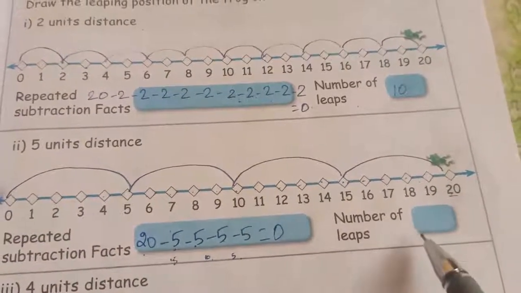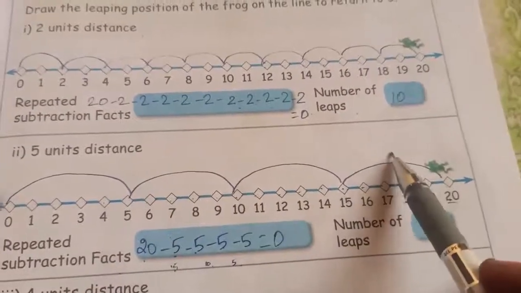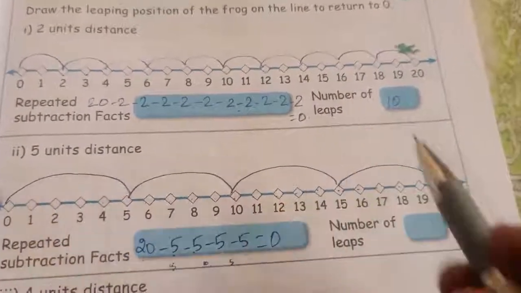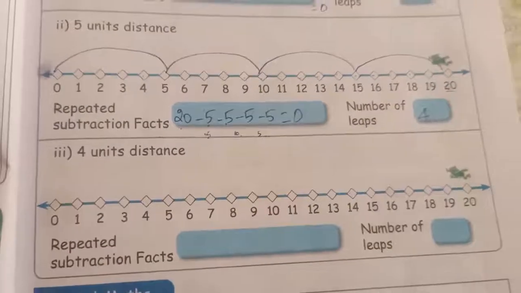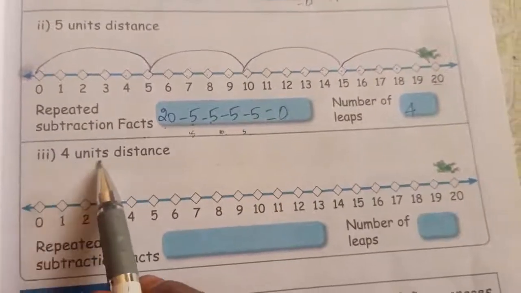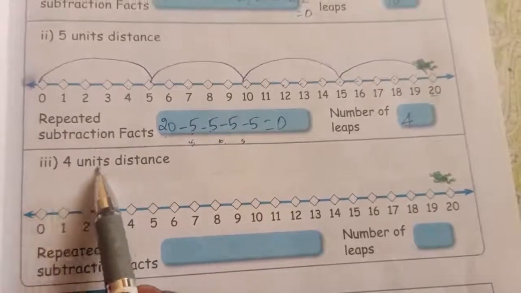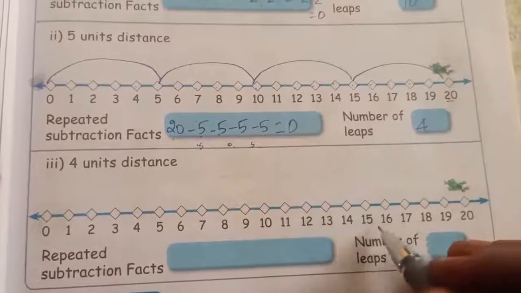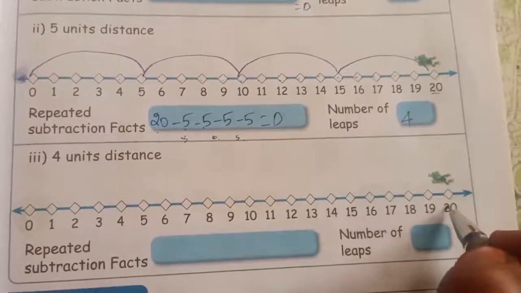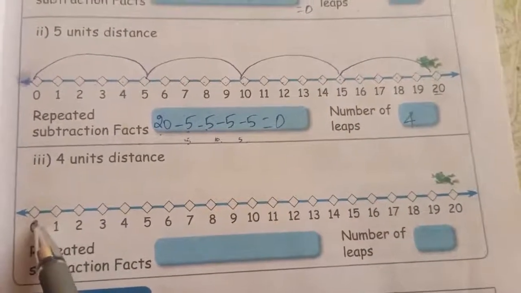Next, number of leaps. How many leaps? How many times can it jump? See 1, 2, 3, 4 times. So number of leaps is equal to 4. This is your answer. Next, see the third sum of 4 unit distance. Next sum is 4 unit distance. Okay, now how many units does this frog cover? 4 units. Now it wants to reach position 0.